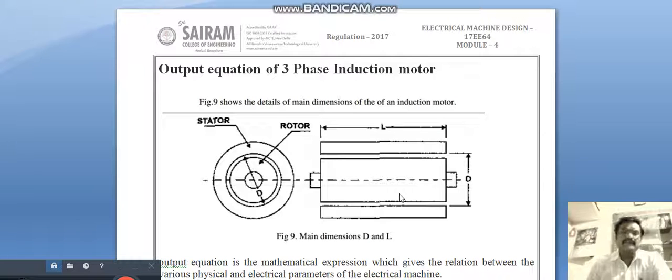Hi to all. In this video, I'm going to explain the output equation of a three-phase induction motor. Before going to the output equation, induction motors.